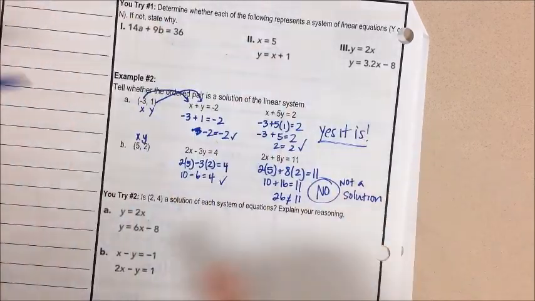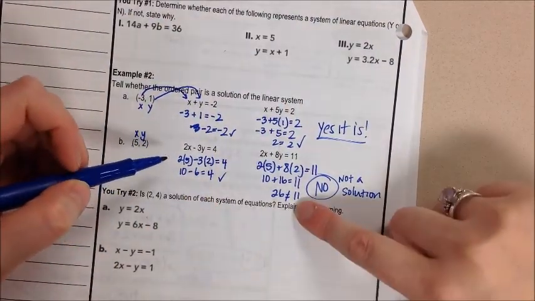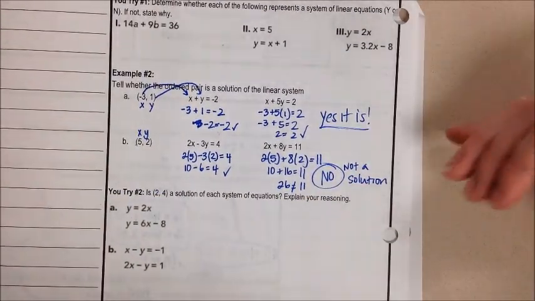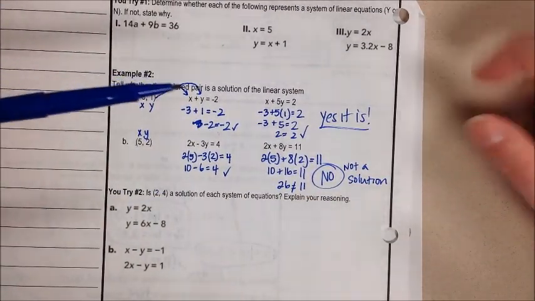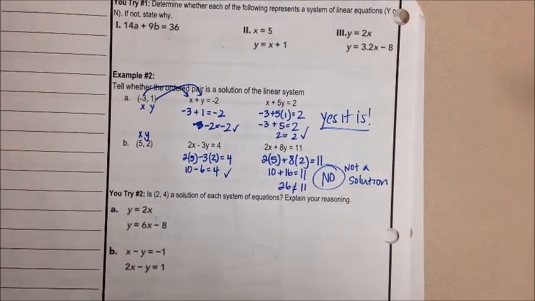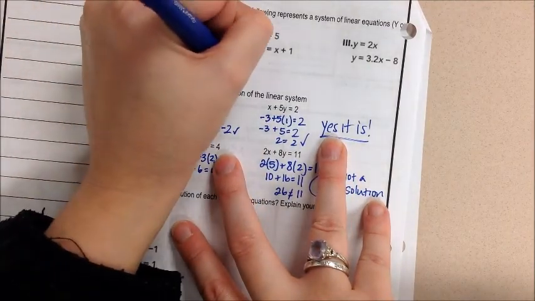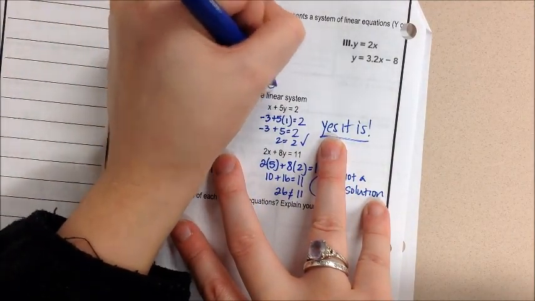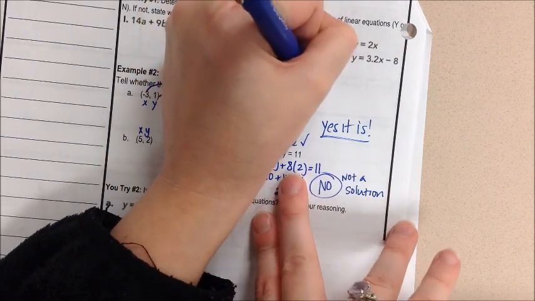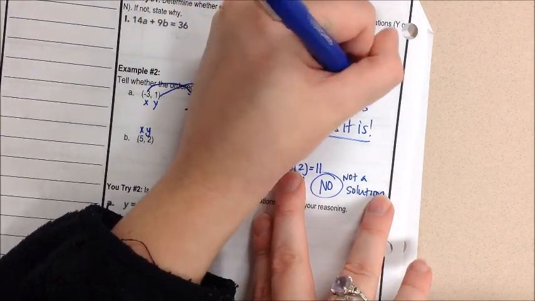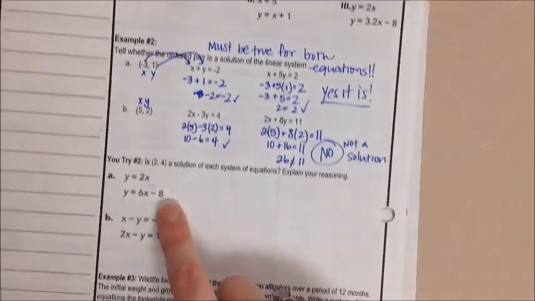Now if you tested the first one and you got a not true statement like we did here, you could stop, because remember it has to be for both. So if it's not for one of them, then it's not for the system. So it must be true for both equations. That's really important. Okay, go ahead and do the U-try.